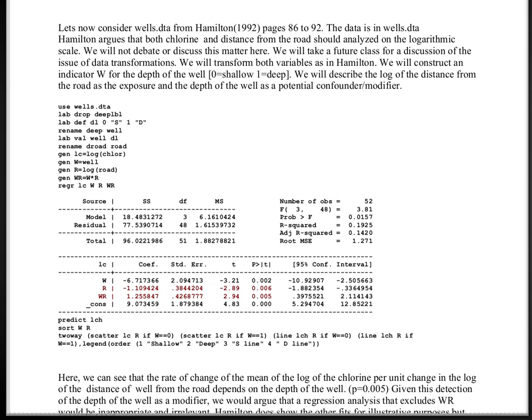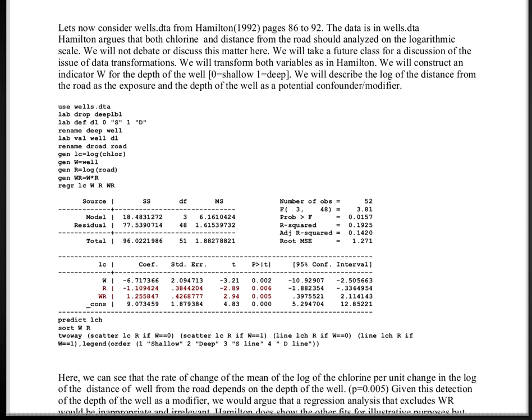In this instance, then, if in fact the relationship between the log chlorine and the log road distance depends on the depth of the well, then we would say that the depth is a modifier. Okay? So the depth of the well is being viewed here as a potential modifier or potential confounder.